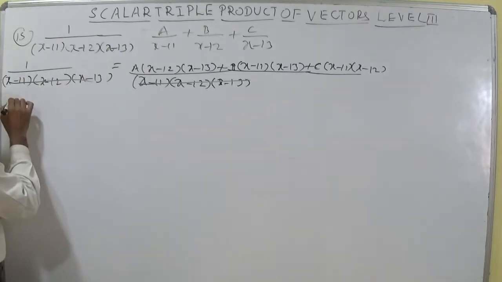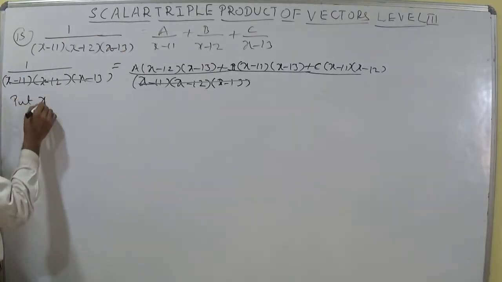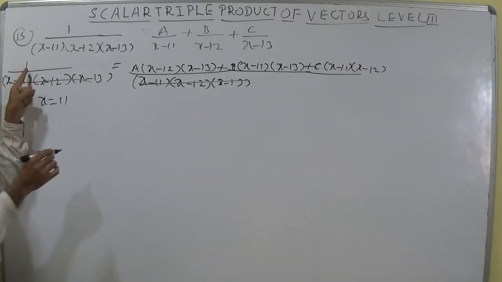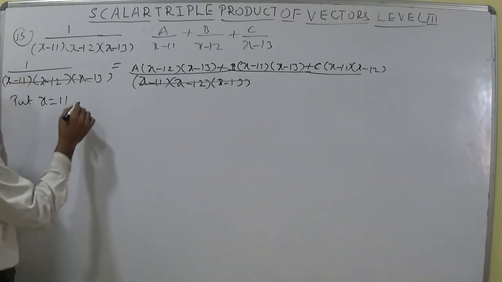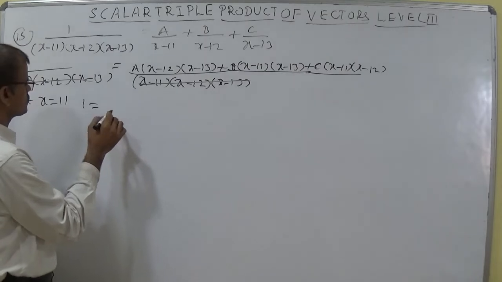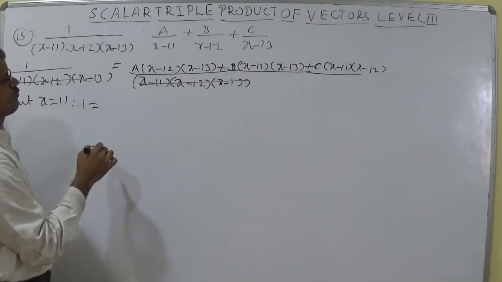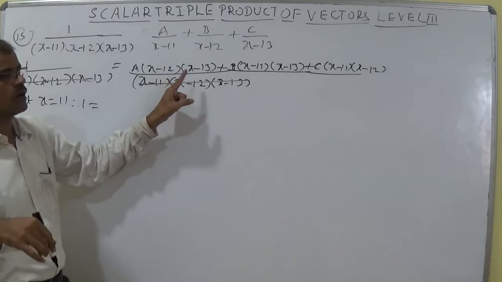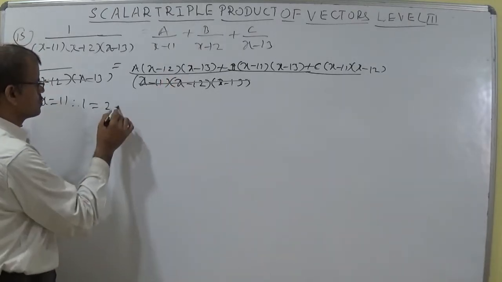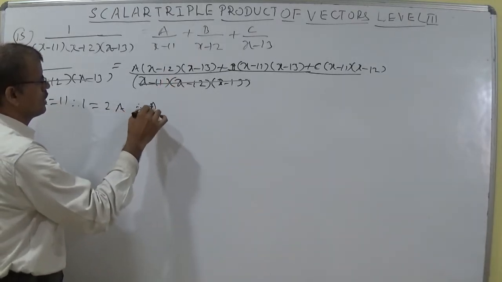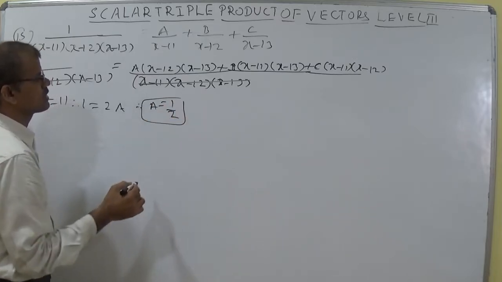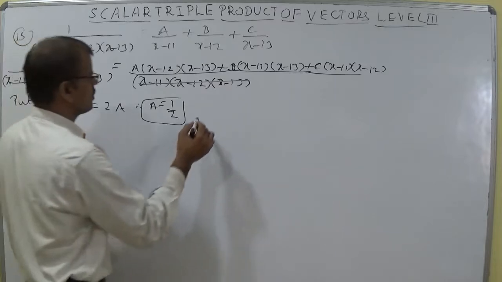So now I am writing, put x is equal to 11. Everything on the LHS is 1. Therefore 1 is equal to a into (11 minus 12), which is minus 1, and (11 minus 13), which is minus 2. So 2a. Therefore a is equal to 1 by 2. Using the partial fraction we got the value a is equal to 1 by 2.